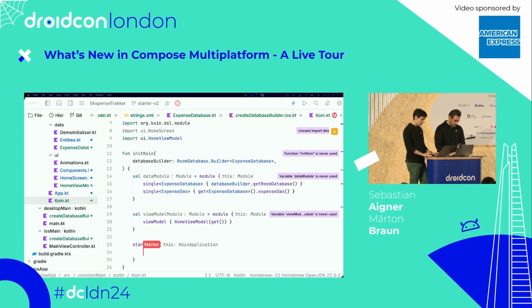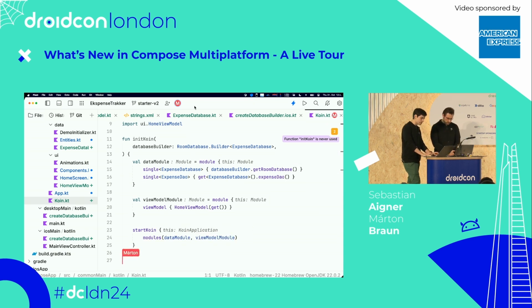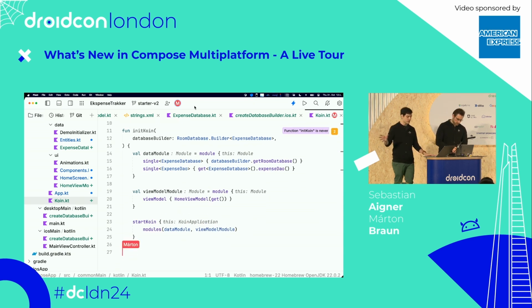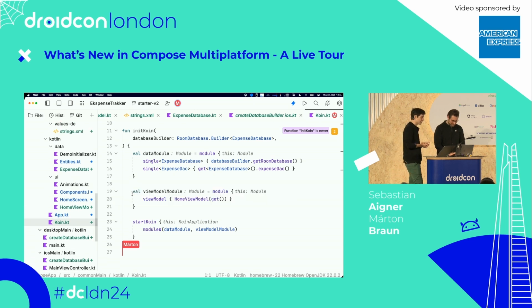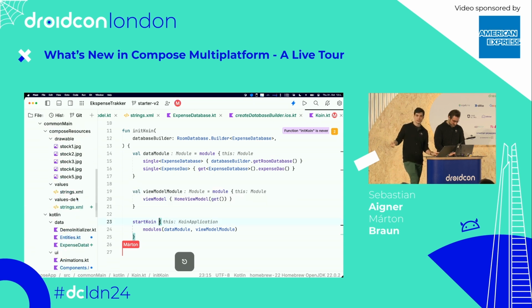And then at the end of this function, we call startKoin, and we go modules, and we pass in the data and the view model modules. So that's our DI setup. The final step in configuring this before we get back to the Compose UI is to call into this function on each of the platforms.